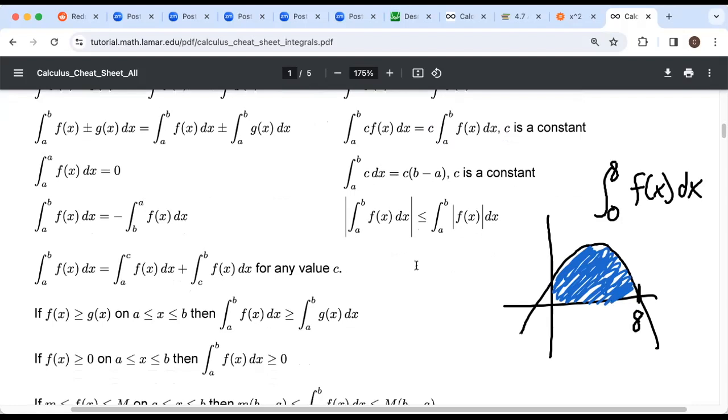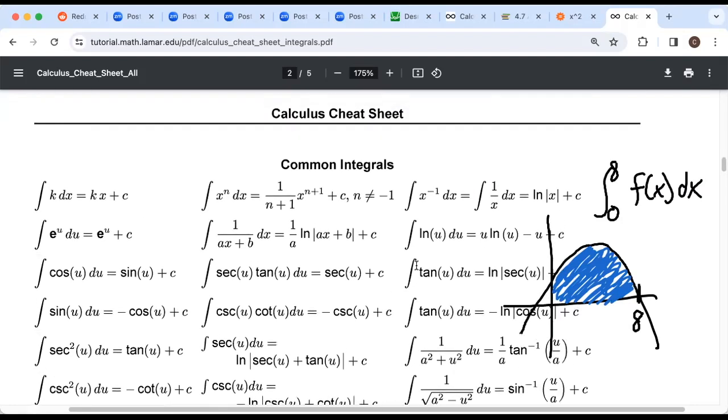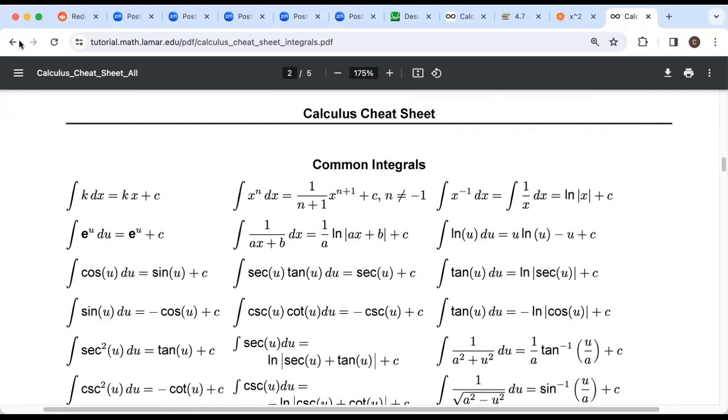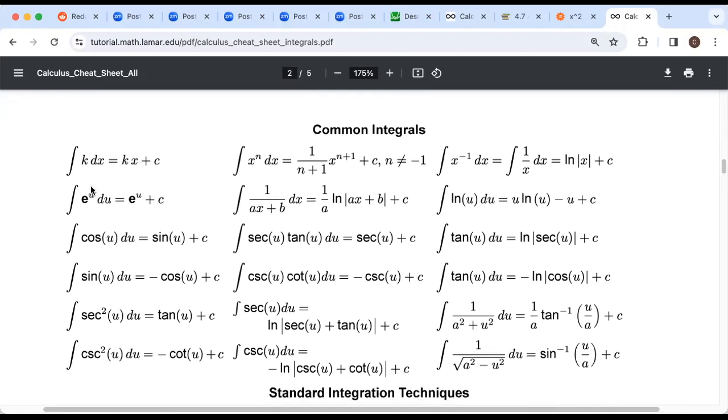All right, well, this is the main thing I wanted to show you. I said there are about 20 formulas that you would need to know. These are the 20 formulas.